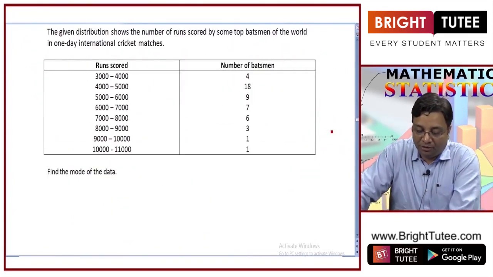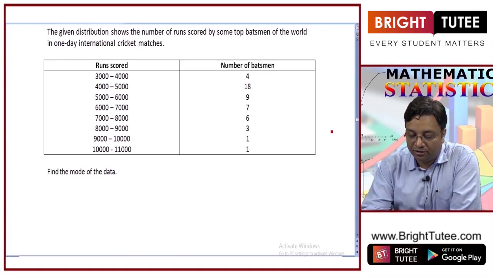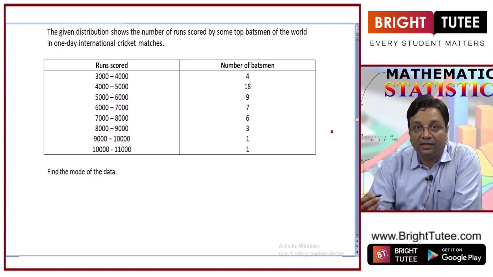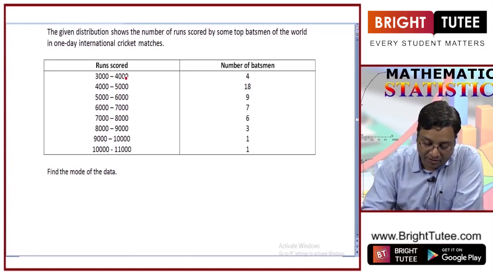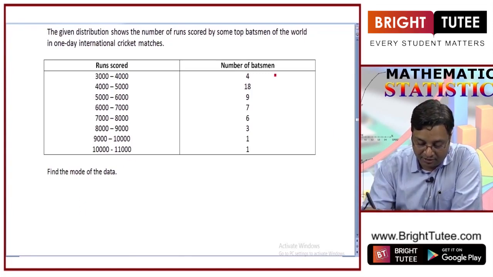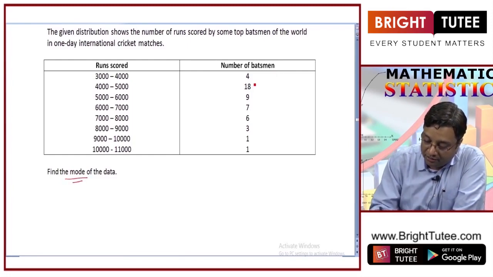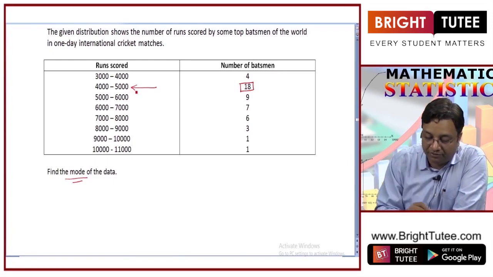Now, this given distribution shows the number of runs scored by some top batsmen of the world in one-day international cricket matches. So, these are the runs scored and these are the number of batsmen. Okay. Find the mode of this data. So, maximum number of batsmen scored between 4000 to 5000. So, this is the modal class here.